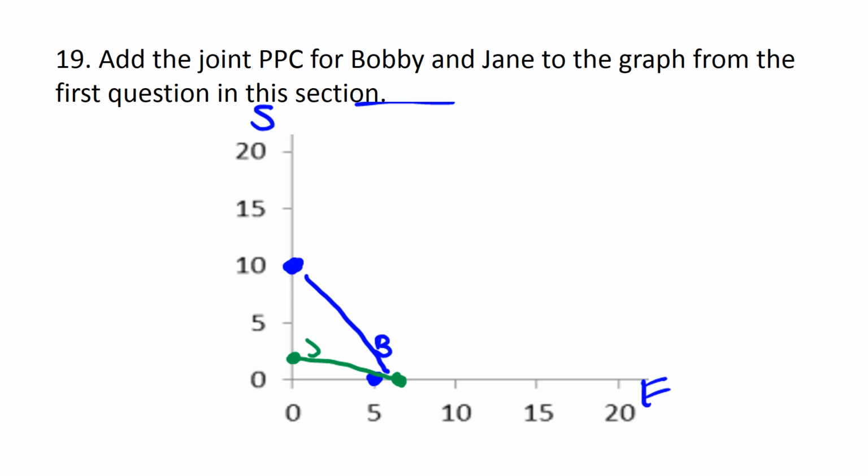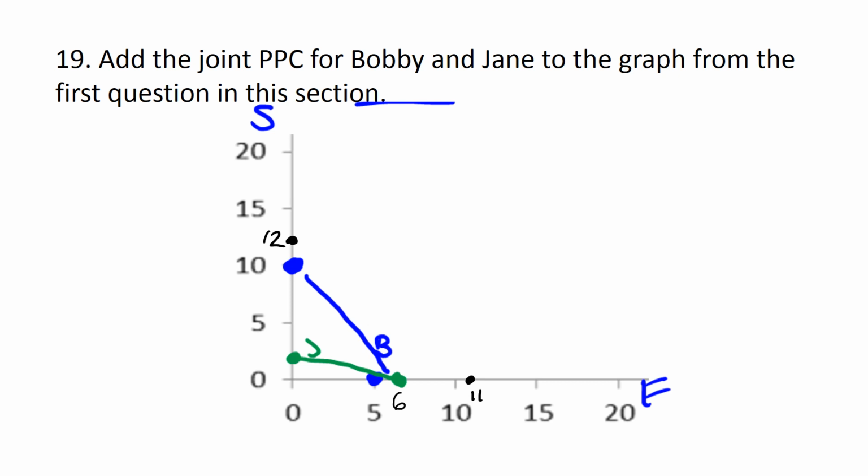In order to get their joint production possibilities curve, first we need to find their endpoints. Looking on the fishing axis, Bobby can catch 5 fish, and Jane can catch 6. So together they could catch 11, just about there. And looking on the sewing axis, Jane can make at most 2 garments and Bobby can make 10, so together they could make 12, which is about here.